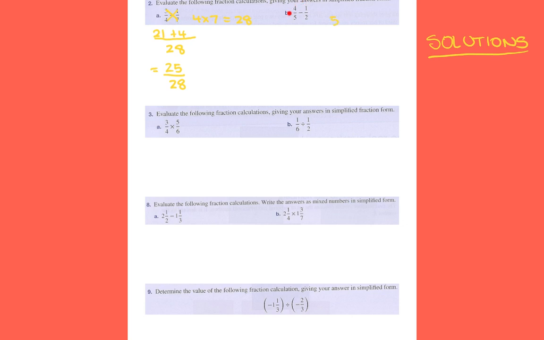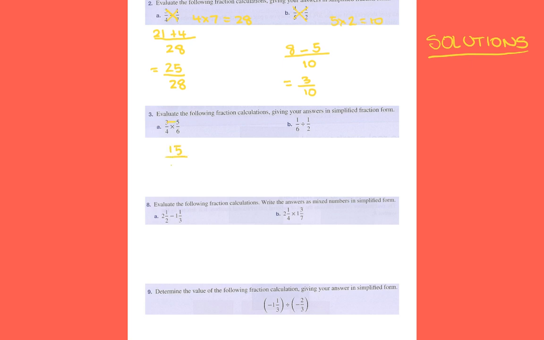We do the same with this one, except it's minus. 5 times 2 makes 10. That is our common denominator, 10. Then we do 4 times 2, which is 8. 5 times 1, which is 5. 8 minus 5 is 3 over 10.